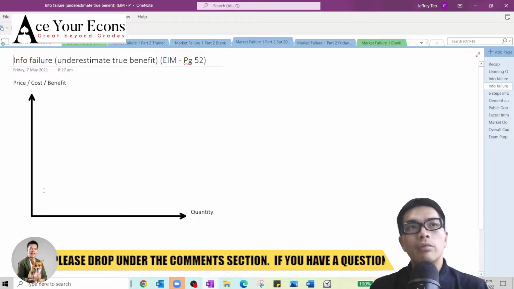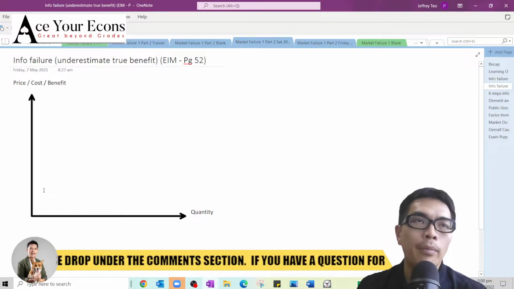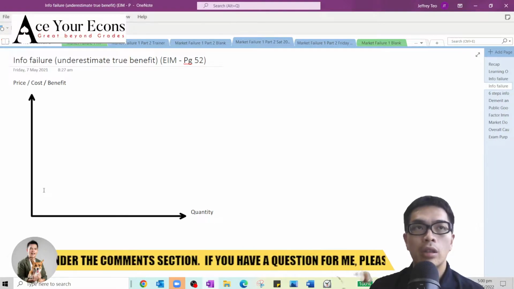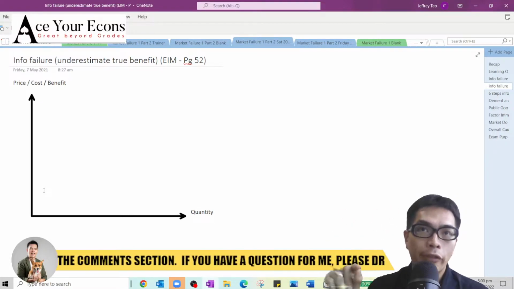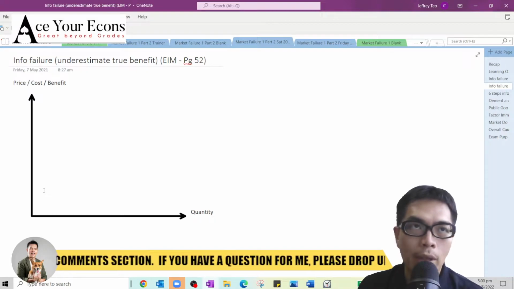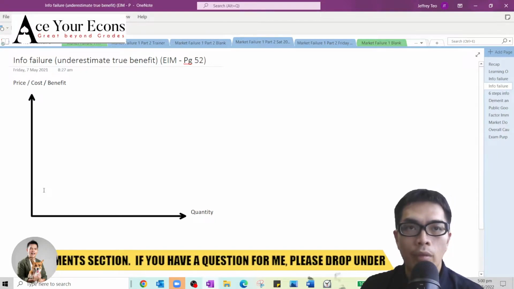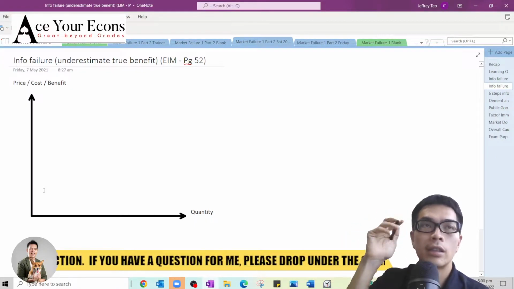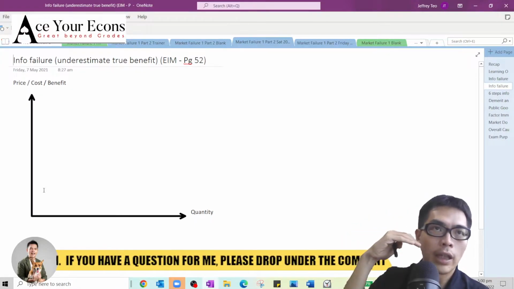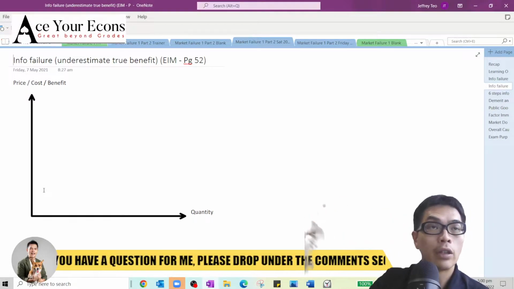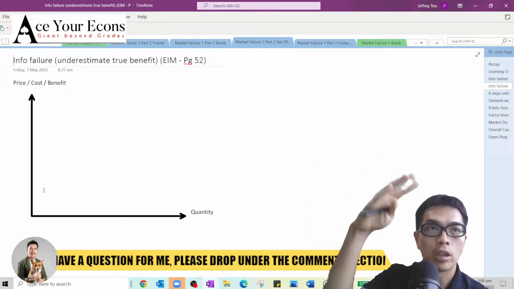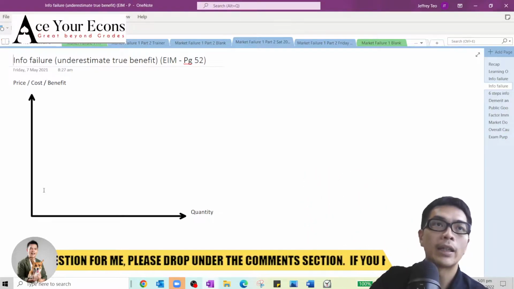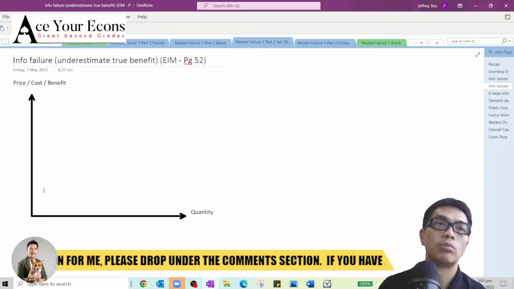All right, so info failure can come from the perspective of underestimation of true benefits. Remember the assignment that we did last week? Last week's assignment was education, right? If you recall the context, you realize that the answer key did not cater for info failure because the extract was primarily about external benefit, right? How does a third party benefit from you consuming education?